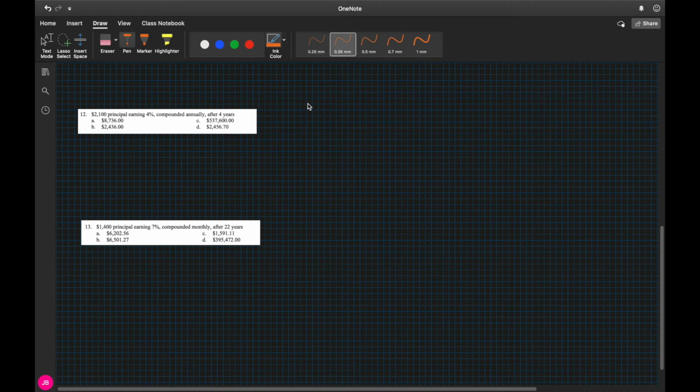Let's talk about the exponential function that is the compound interest formula. So we have the formula FV is equal to PV times (1 plus r divided by n) to the power of t times n. Now I want to explain what each of these variables is.